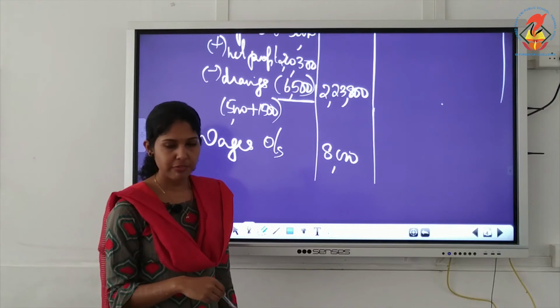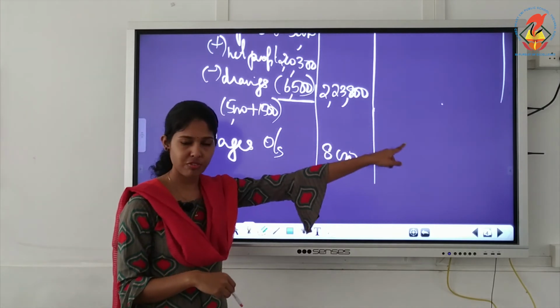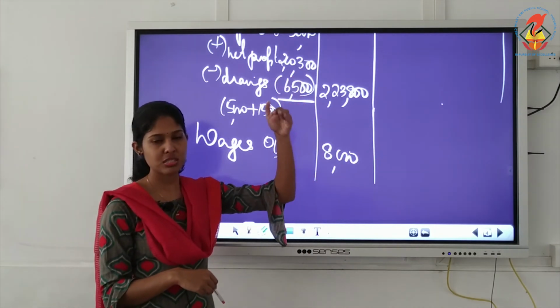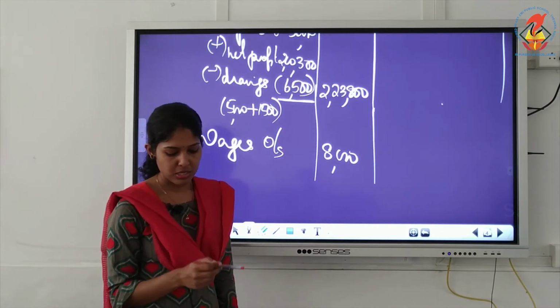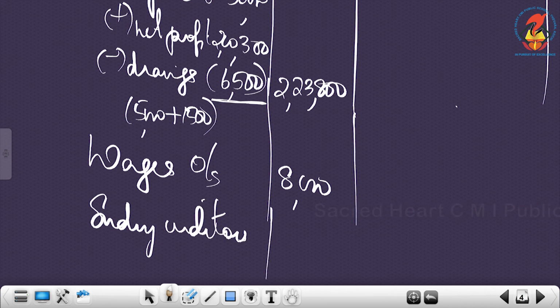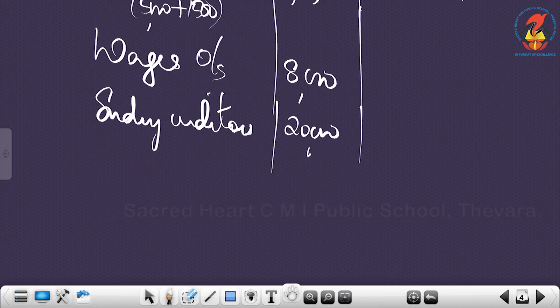Then provision for depreciation on furniture will be deducted from furniture. If you want, you can write it here, no problem, but usually it is deducted from furniture. Apprentice premium we wrote, then next is creditors. Now we have to go through adjustments also. First adjustment we have salary outstanding.